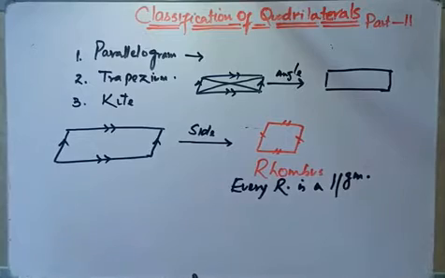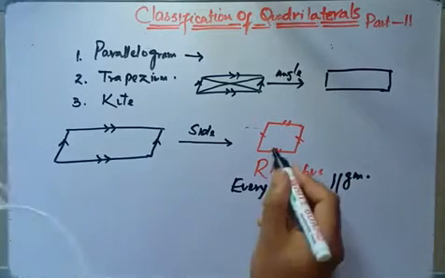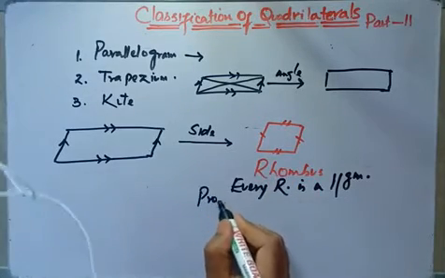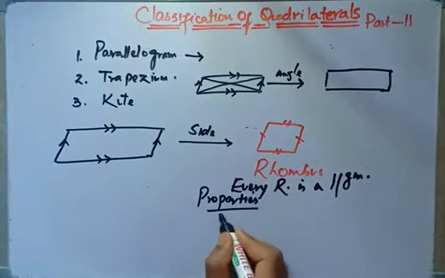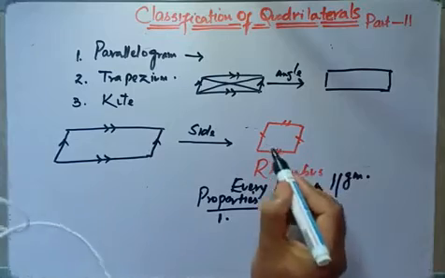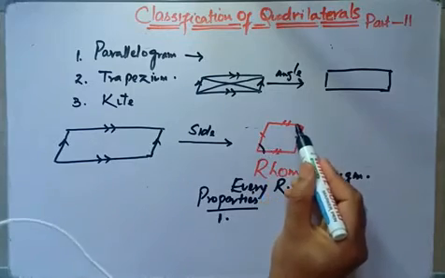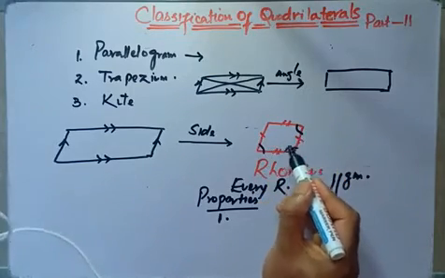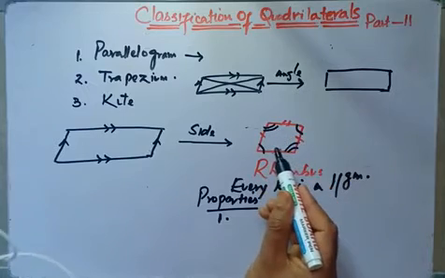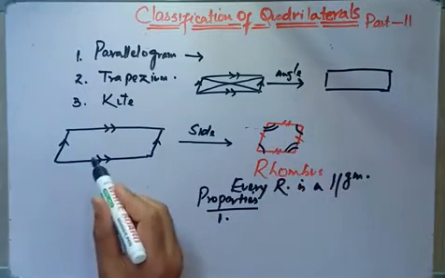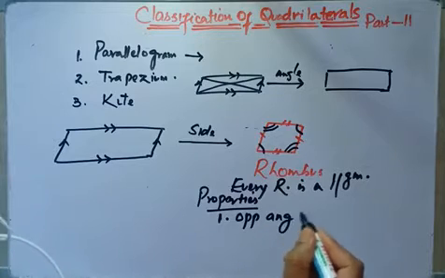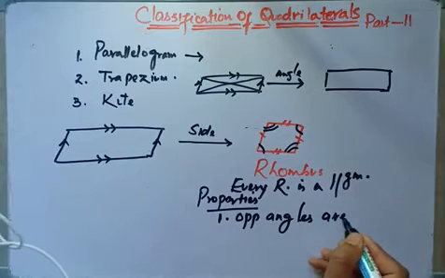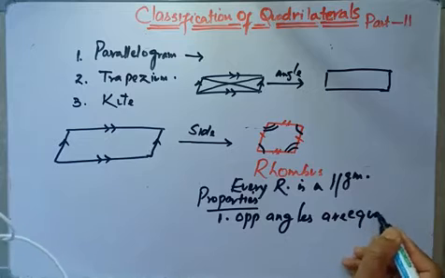So what are the various properties of this rhombus? Let's talk about the properties of rhombus. Number first is opposite angles. See, opposite angles are equal. This angle is equal to this, and this angle is equal to this. The rhombus got this property from the parallelogram. So this is the first property of rhombus.